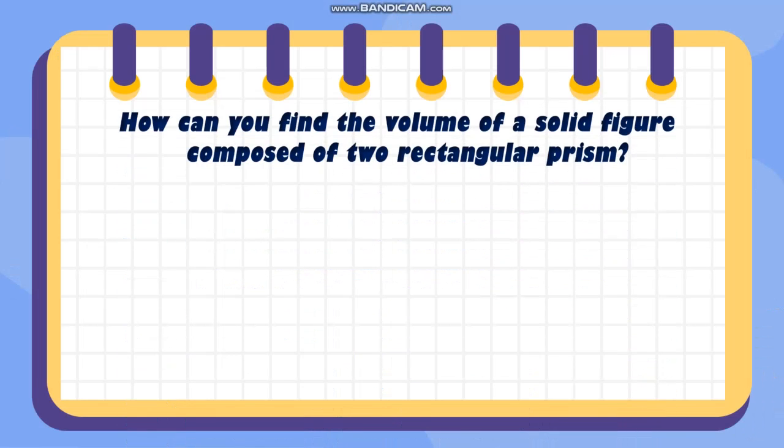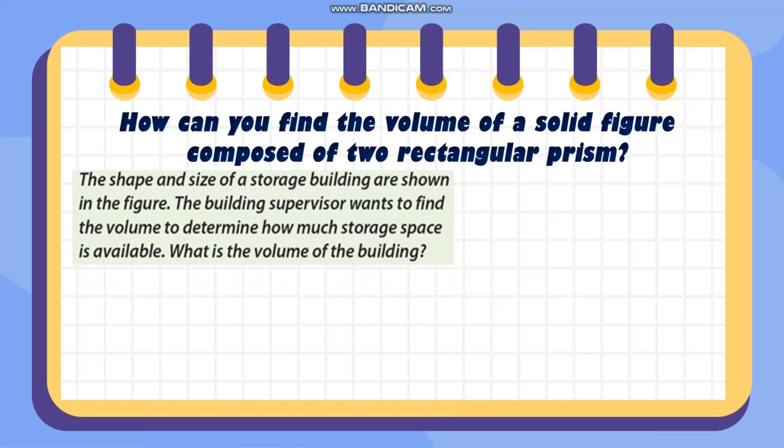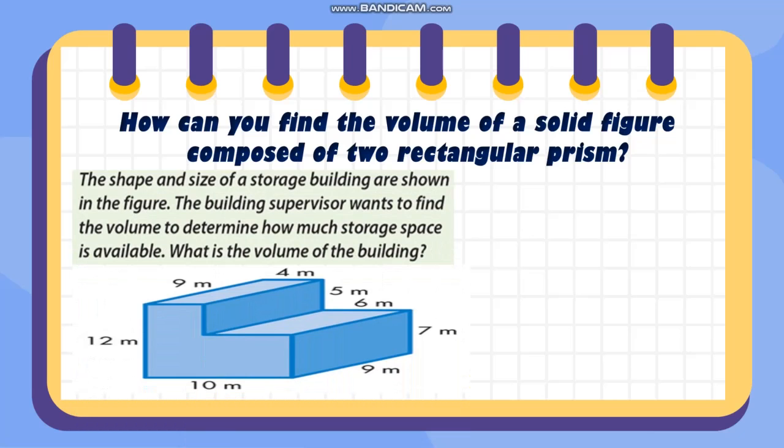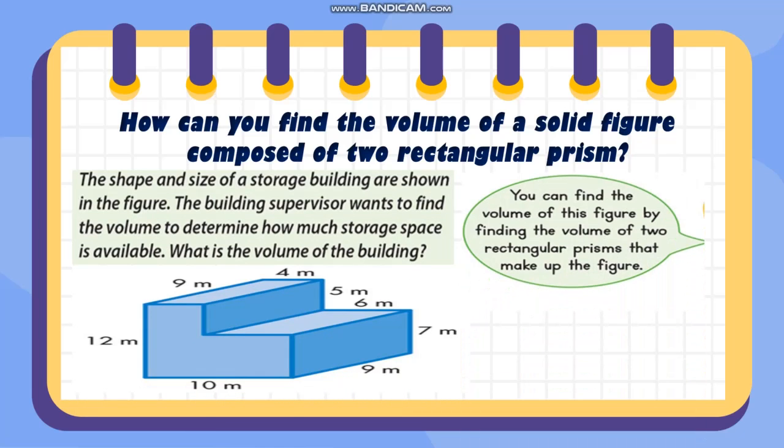How can you find the volume of a solid figure composed of two rectangular prisms? I have here the example. The shape and size of a storage building are shown in the figure, and the building supervisor wants to find the volume to determine how much storage space is available. What is the volume of the building? So you can find the volume of this figure by finding the volume of the two rectangular prisms that make up the figure.